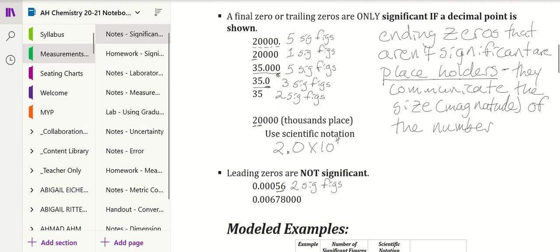Okay, then the last one, we have to use 2 different rules, right? Are the leading zeros significant? No. Are the ending zeros significant? Why? There's a decimal point. So how many significant figures does this number have? 6.